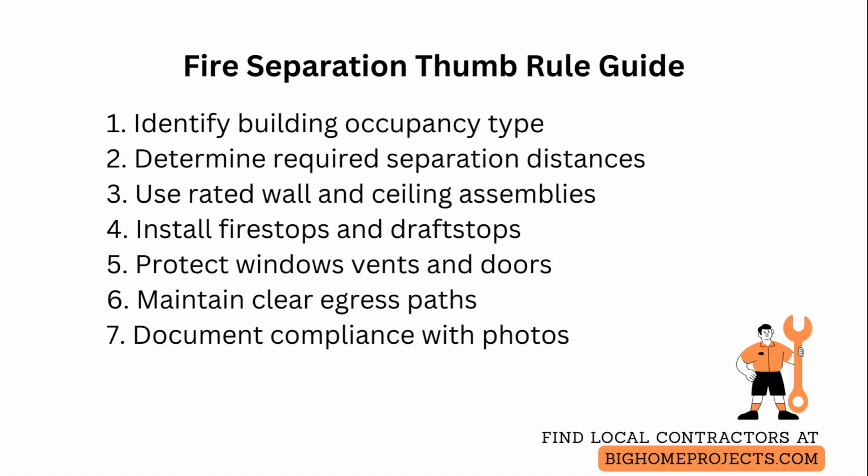Protect openings, including windows, vents, and doors, with approved protection, or limit the size and number of openings based on the separation distance, and maintain clear egress paths so occupants can escape without passing through compromised zones. Always consult the adopted building code and local amendments, measure actual clearances on site, and document compliance with drawings and photos so decisions are defensible during plan review and inspection.